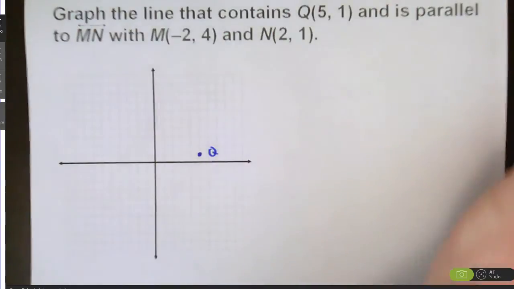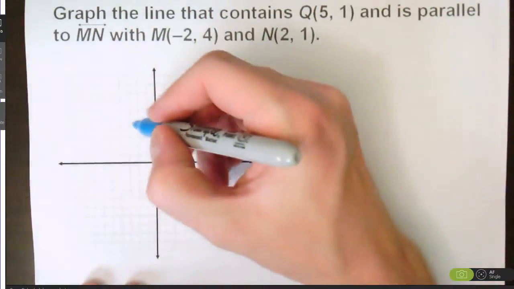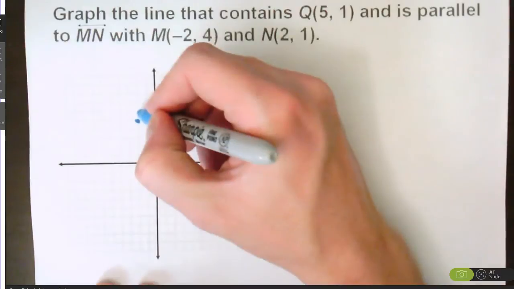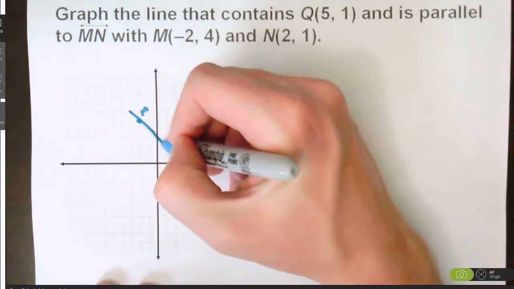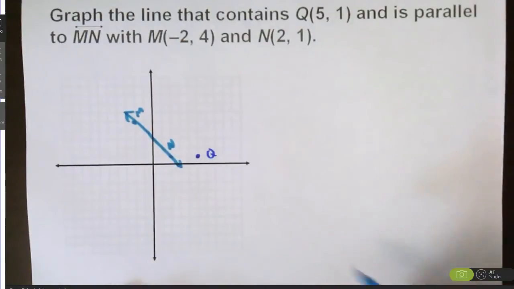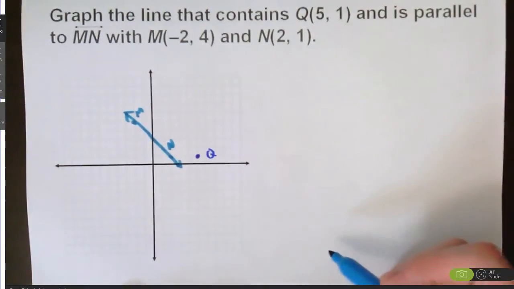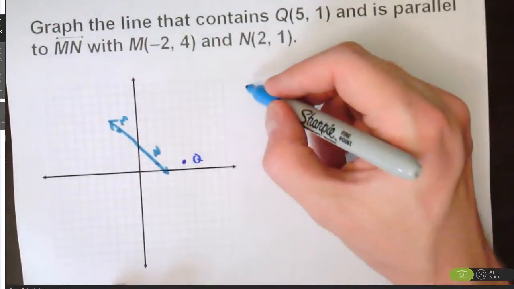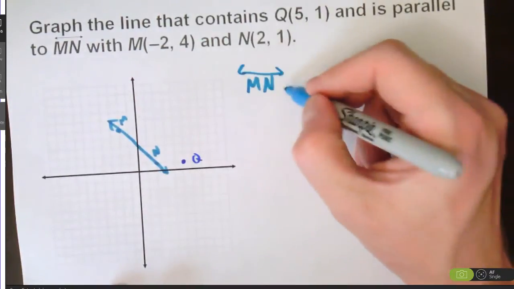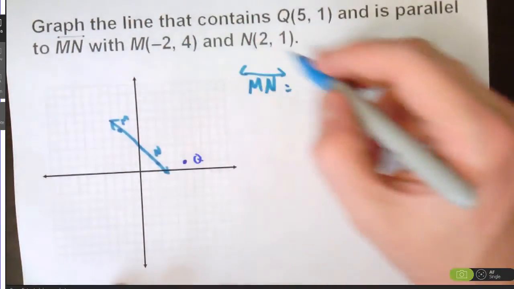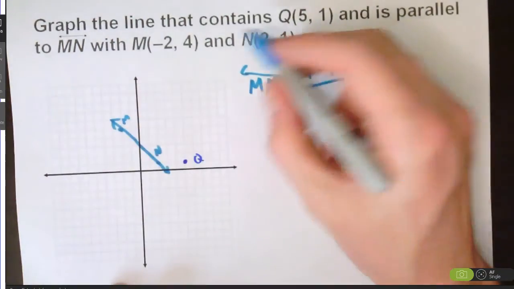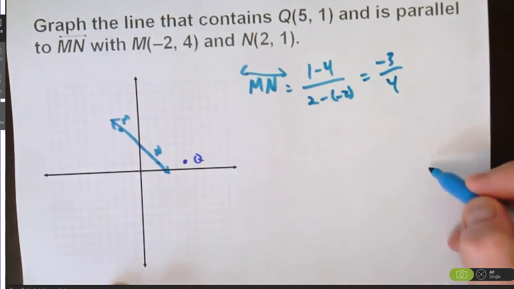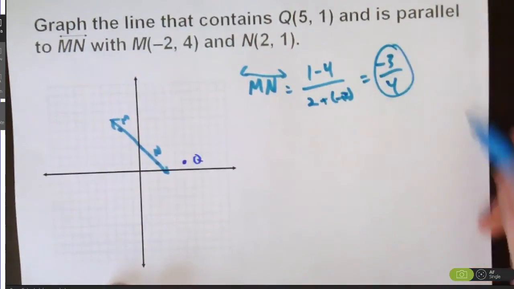Now the second part is this. M is at negative 2, 4. N is at 2, 1. So here's the line that contains them. I want this line here to be parallel to that line. Well, in order for that to happen, it has to have the same slope. So let's find the slope of MN. Well, y minus y, so 1 minus 4, over x minus x, 2 minus negative 2. That gives us negative 3 over 4, which, that's it, that's our slope.